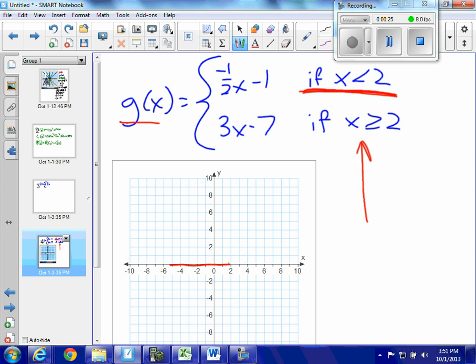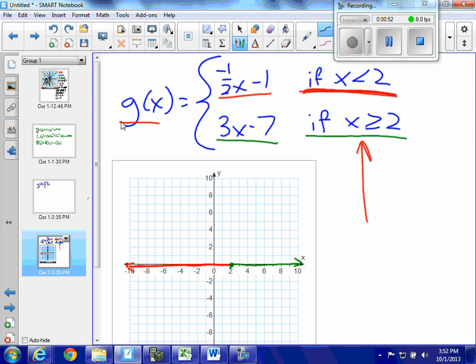I want that top piece of the function, negative x minus 1, only for x values that are less than 2, right here on the number line. If x is greater than or equal to 2, so for these parts right here, 2 and greater, I want my function to look like that. So let's start with the top one.